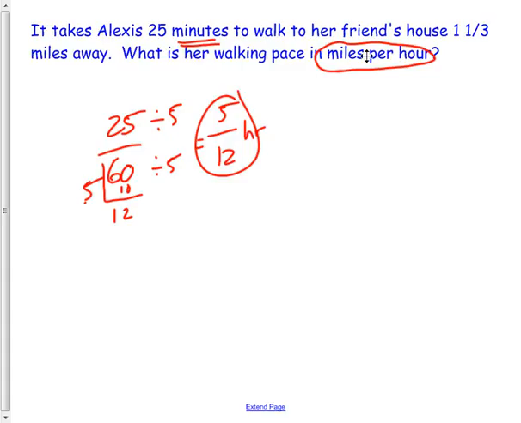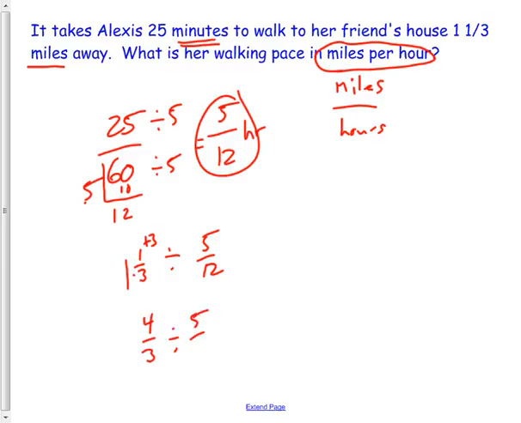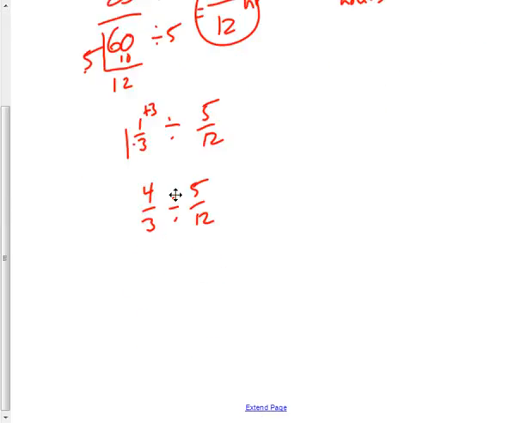Well, when we write miles per hour, it's always miles on top and hours on the bottom. So this is miles divided by hours. All right, so miles is 1 1/3 divided by hours, which is 5/12. Okay, so since we're dividing, we need to get this into an improper fraction. So 1 times 3 is 3, so we'll add 3. So we'll go with 4/3 divided by 5/12. Okay, and now let's change this into multiplication. So let's go 4/3 times 12/5.